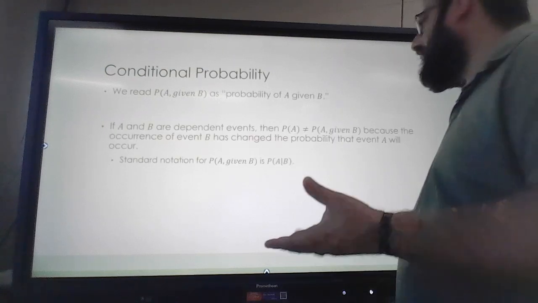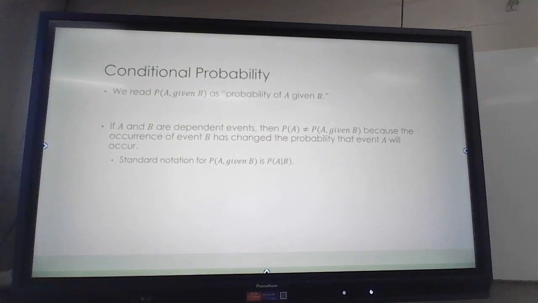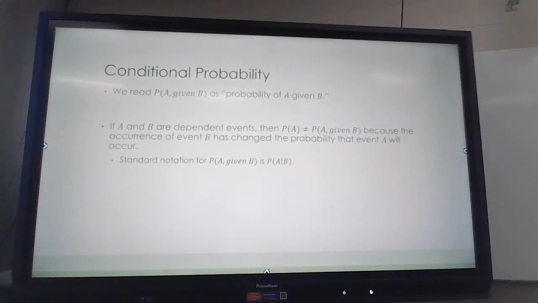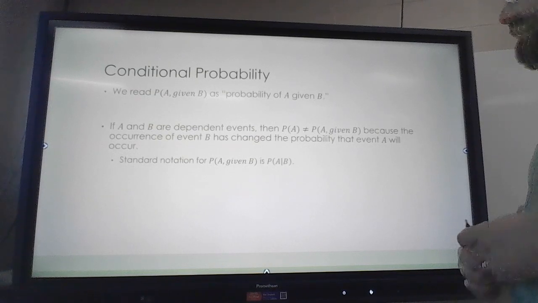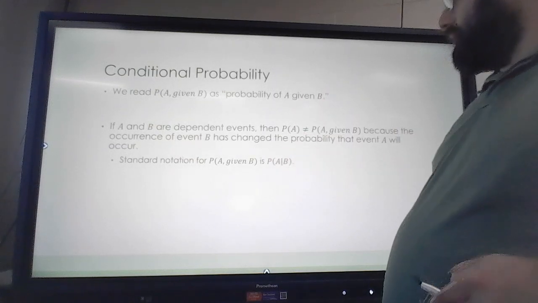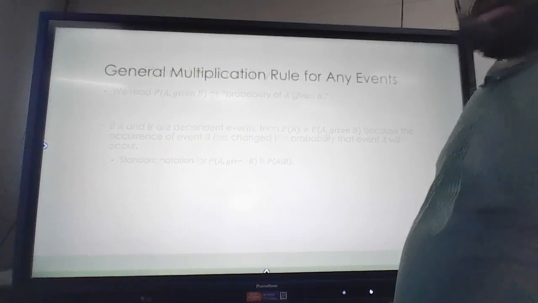So this is how the notation is given. We read P(A|B) as the probability of A given that B has happened. And if A and B are dependent events, then the probability of A is not equal to the probability of A given B, because the occurrence of B has changed the probability that the event A will happen. And here's your notation, right? It's P of A with a vertical line and B. So that's A given B here.